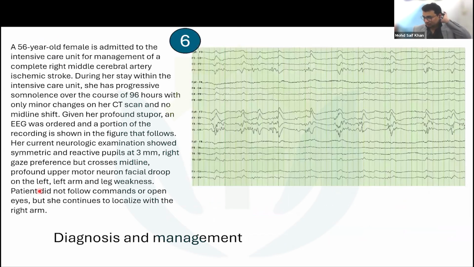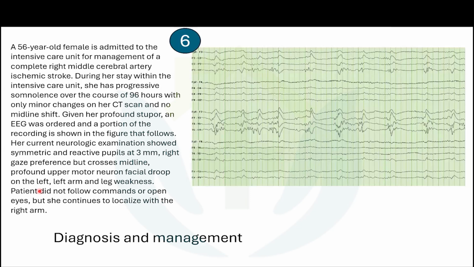Okay, this is another case. This is a patient who developed stroke and burst suppression. This EEG was done because of profound stupor. Neurologically, the patient has symmetric reactive pupils, right gaze preference, and upper motor neuron facial droop on the left, a focal deficit. With all these things, EEG was done.